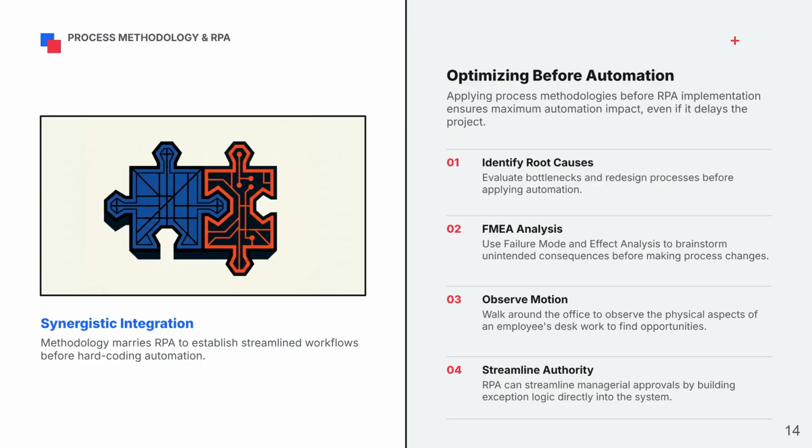By combining process optimization with intelligent automation, organizations ensure that RPA delivers faster execution, fewer errors, and greater long-term business value, rather than simply automating existing inefficiencies.